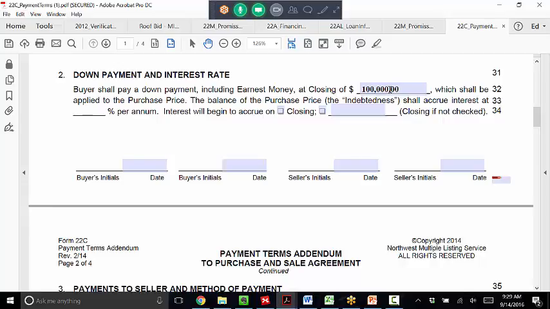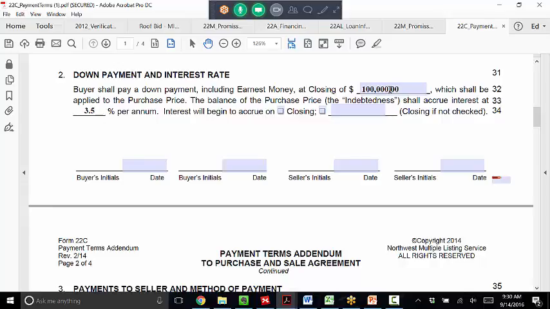The balance of the purchase price, the indebtedness, shall accrue interest at blank % per annum. What's today's market interest rate? 3.5 to 3 3/4. If I represent the seller, I want that number as high as I can negotiate. If I represent the buyer, I want it as low as I can negotiate. It is to be negotiated. If you guys can't agree, then go, what if we just use the prevailing 30-year fixed rate? And most people will agree to that. If they can't sweeten the deal for themselves, they'll at least agree to what's normal. What's normal right now is pretty awesome, right?